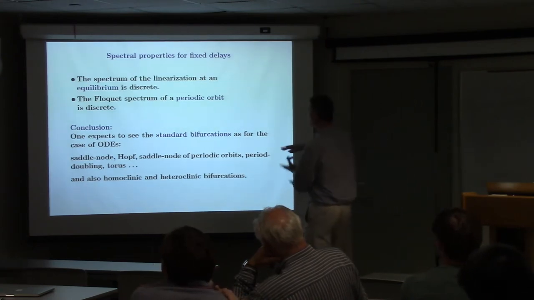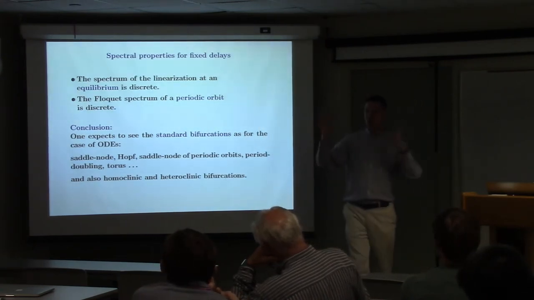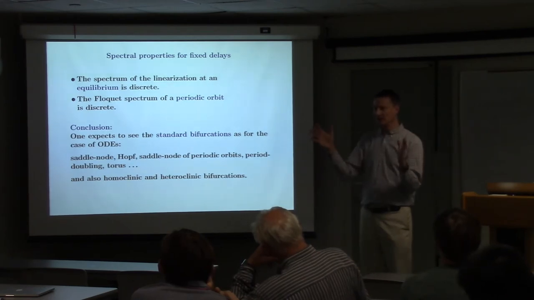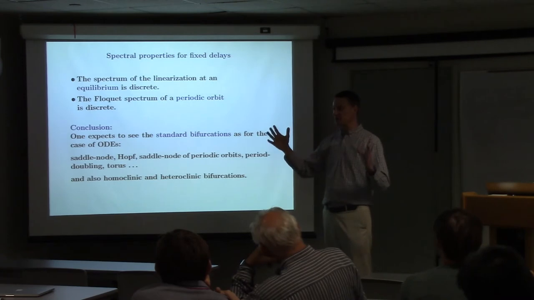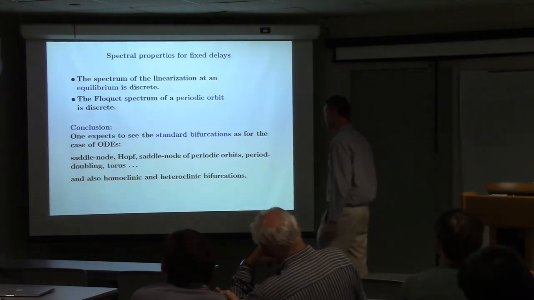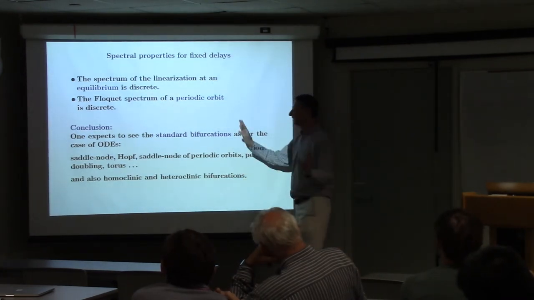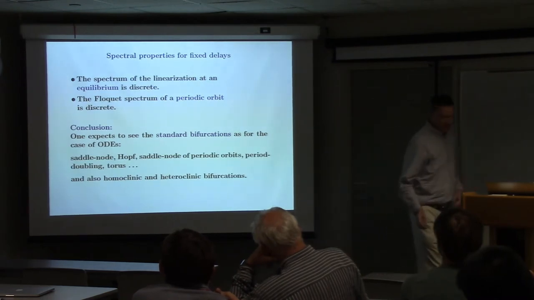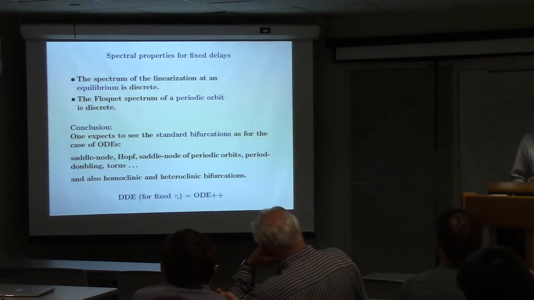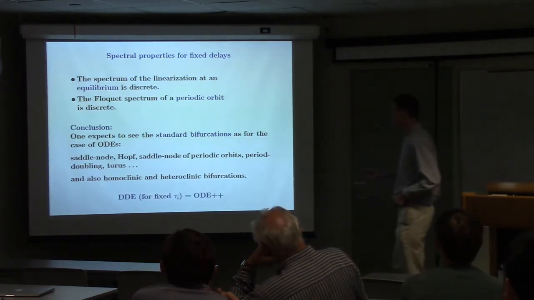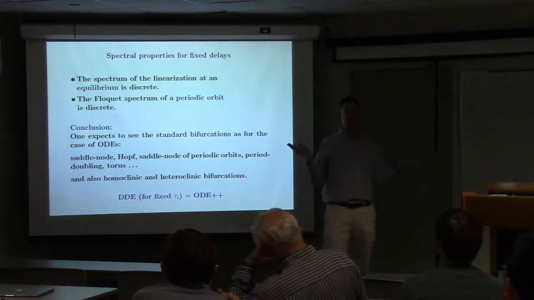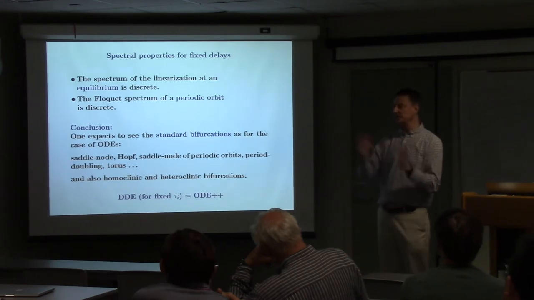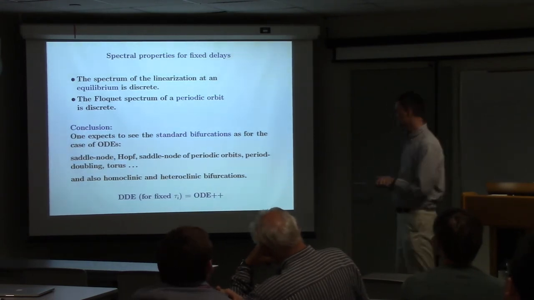So think of this somehow as an infinite-dimensional system which always has a finite-dimensional core. You just don't know how big the finite-dimensional core is as a function of the parameters a priori. And you can also have homoclinic and heteroclinic bifurcations. So in a way, this is great. I call delay equations with fixed delays ODE plus plus. It's an infinite-dimensional system in which you see exactly the bifurcations that you find in ODEs. All right? Well, that's nice.